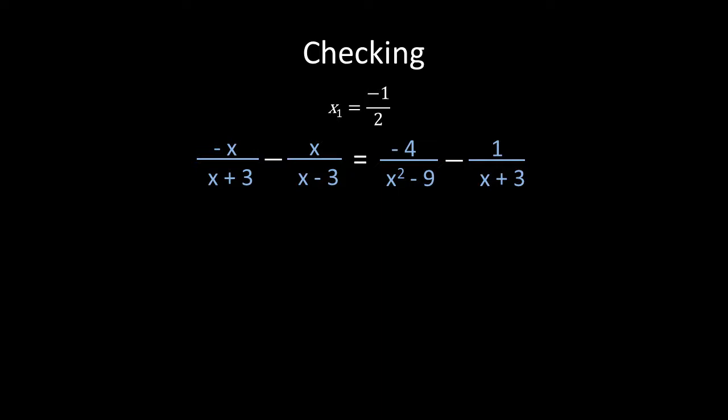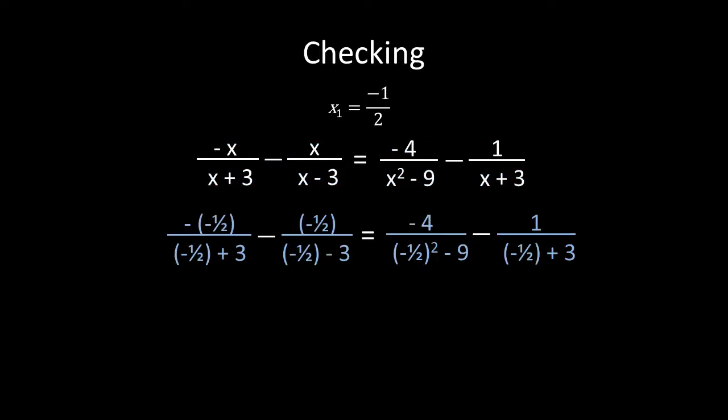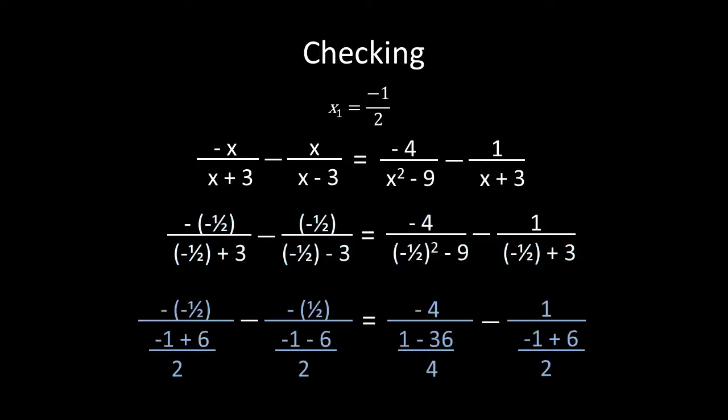After substituting, the equation will become negative times negative 1/2 over negative 1/2 plus 3, minus negative 1/2 over negative 1/2 minus 3, is equal to negative 4 over negative 1/2 squared minus 9, minus 1 over negative 1/2 plus 3. The next thing that we need to do is to find the LCD of the denominator in each term.